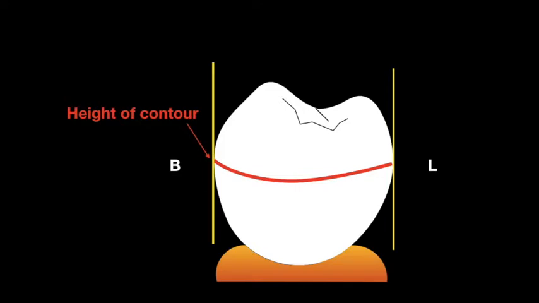And why do we need to know height of contour for our RPD project? Because we need to know where the undercut is. The reason why we need to know where the undercut is, is because we need to use the undercut to make sure that your RPD framework and the RPD itself can be held by the tooth.